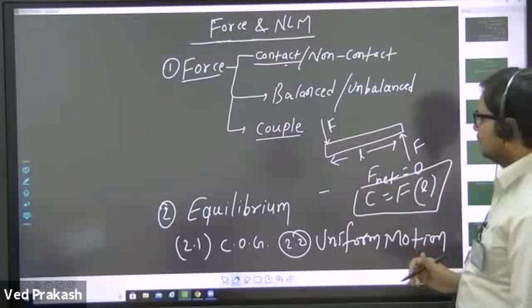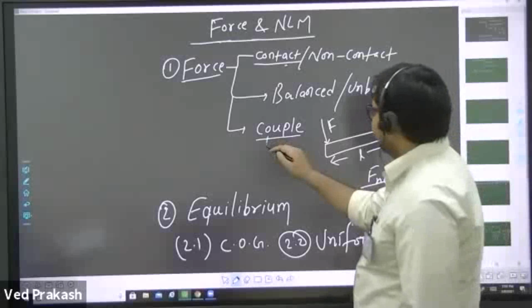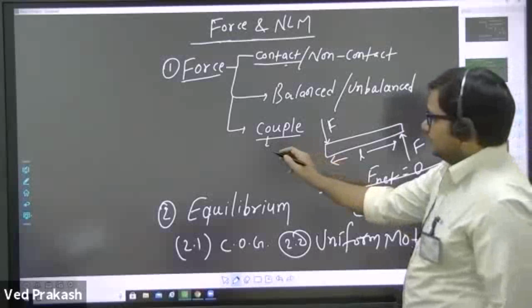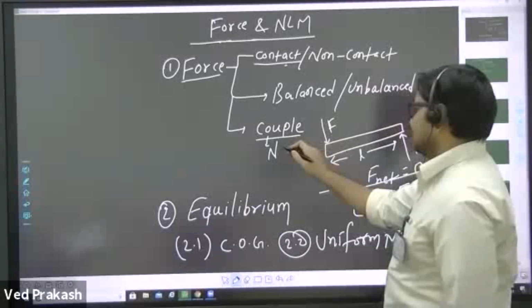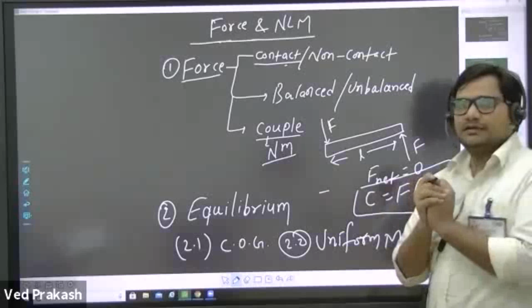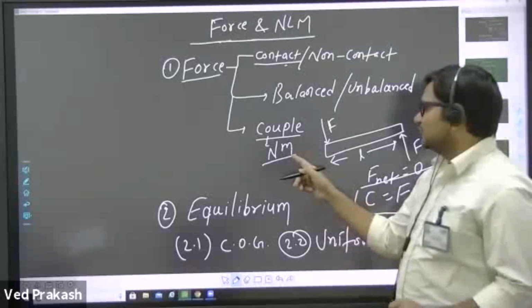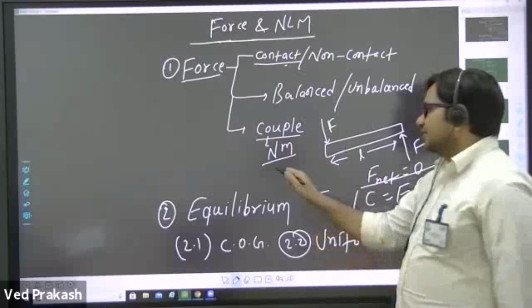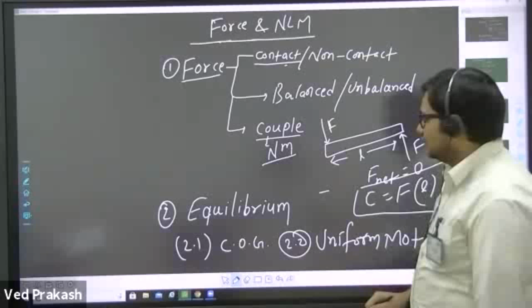Okay. So what should be the unit of this couple? The unit is force into distance. The unit of force is Newton and the unit of distance is meter. So the SI unit of couple is Newton meter. Can you guess any other physical quantity whose unit is also this Newton meter? Work done. Yes, work done also has the same unit, Newton meter.